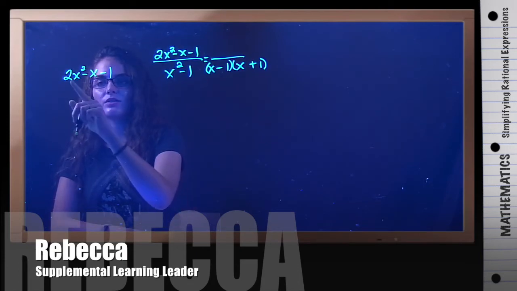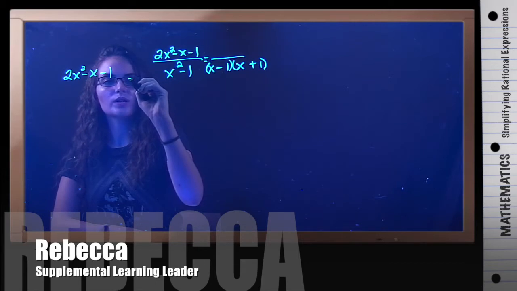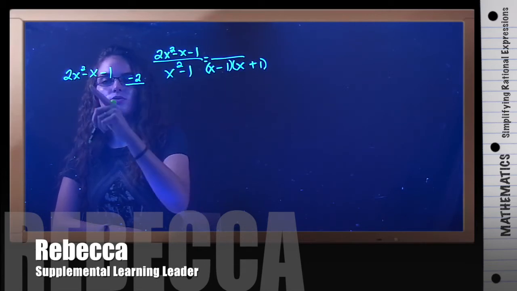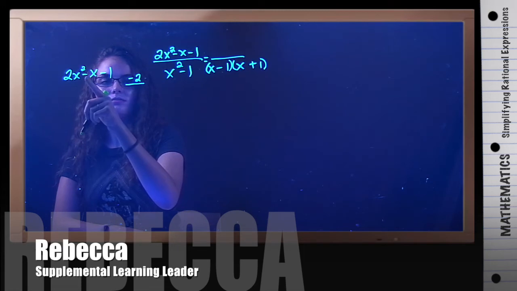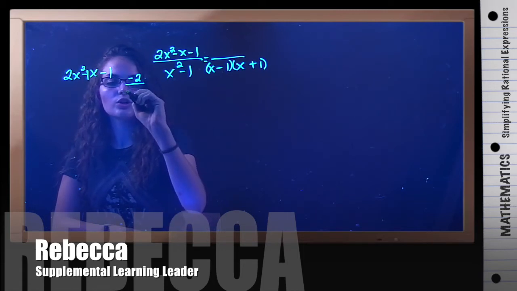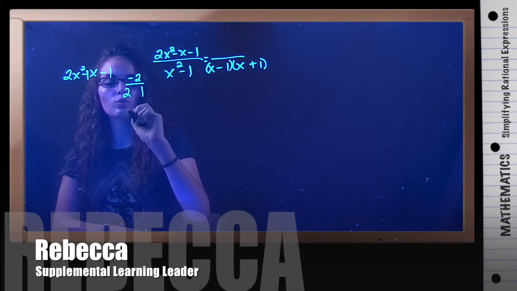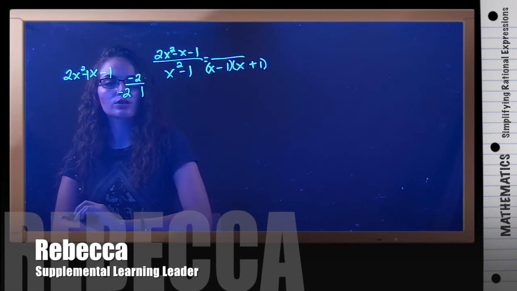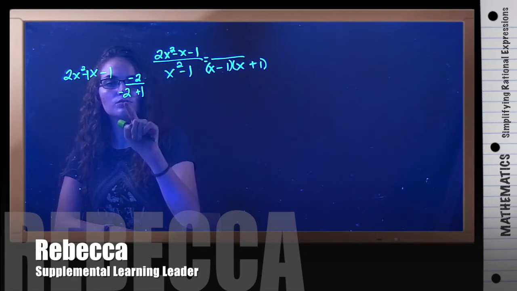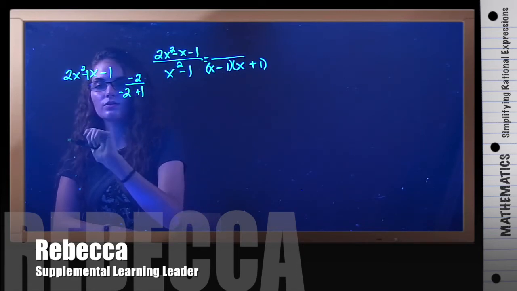To do the AC method, you multiply a times c, so you end up with -2. And you find multiples of -2 that will add to give you this -1 in the middle. So we could have 2 and 1 if we make our 2 negative and our 1 positive, because -2 times +1 gives us -2, and -2 plus 1 gives us -1.